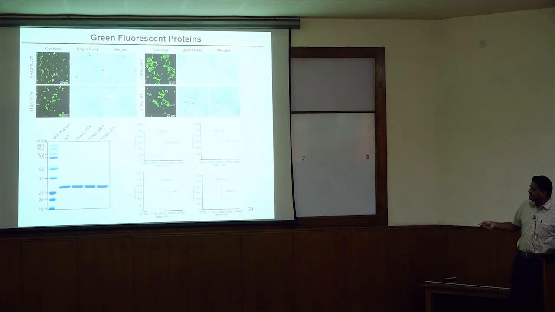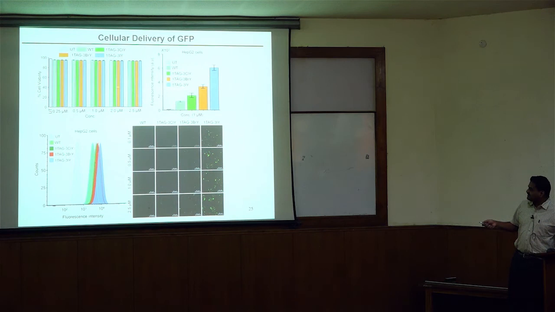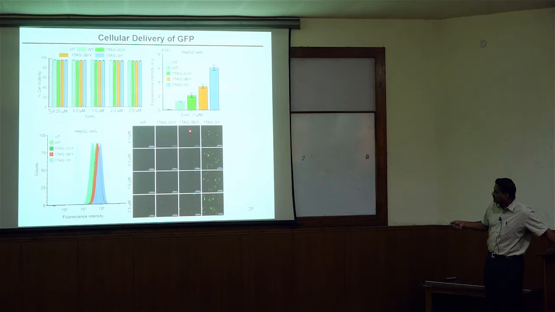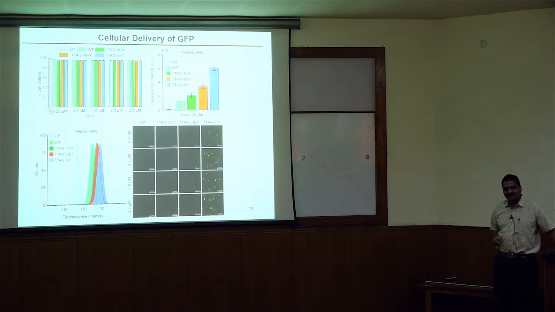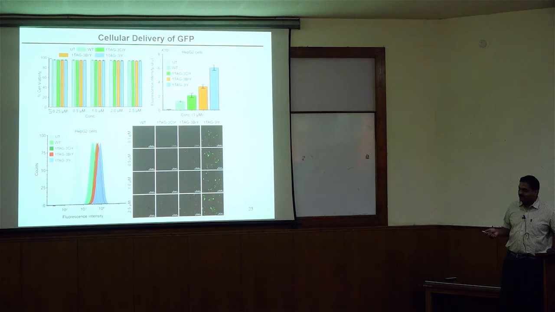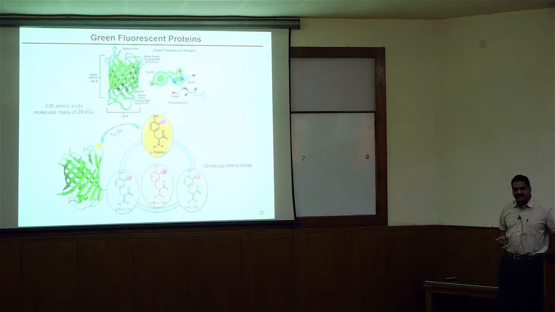And these are the expression in bacterial cells, good expression levels. We purified them. You can see the gel electrophoresis and the perfectly matching mass spectrum for these proteins. And this is the cellular delivery. You can see this is the chloro, wild type, chloro, bromo, and iodo. You can see that there is an enhancement when you have iodine atoms. And what we did is just one atom change. If you look at the protein, the molecular weight of this protein is about 28 kilodalton, 28,000. In 28,000, we just changed one atom. One hydrogen changed to iodine.